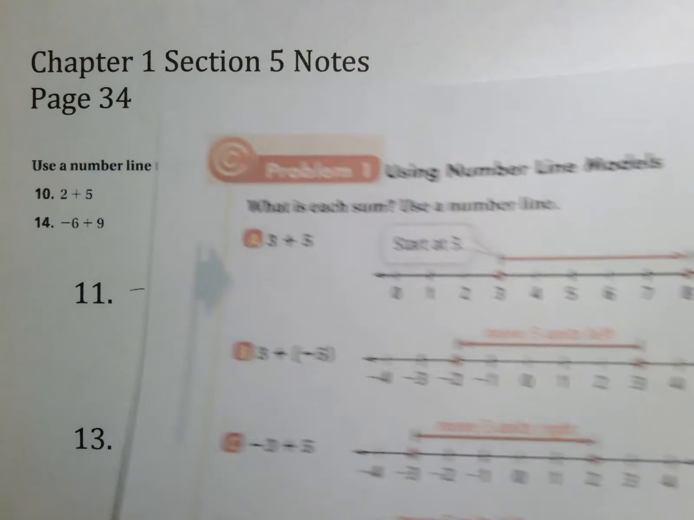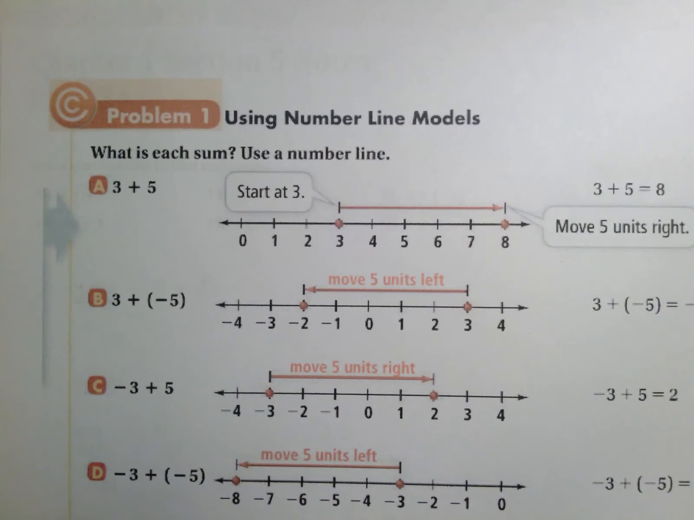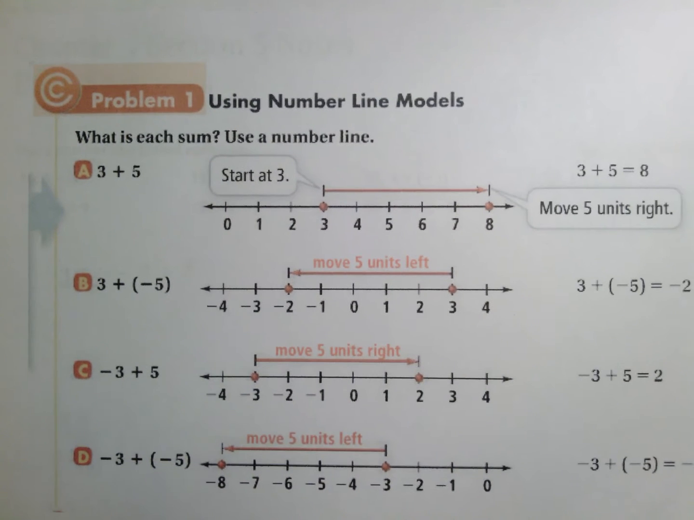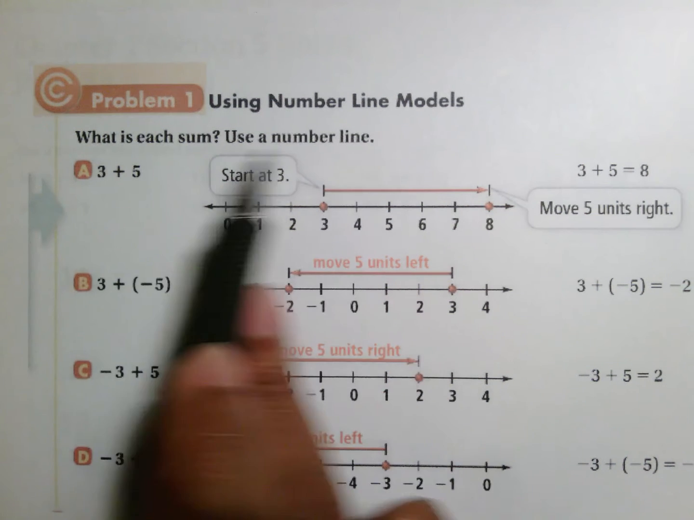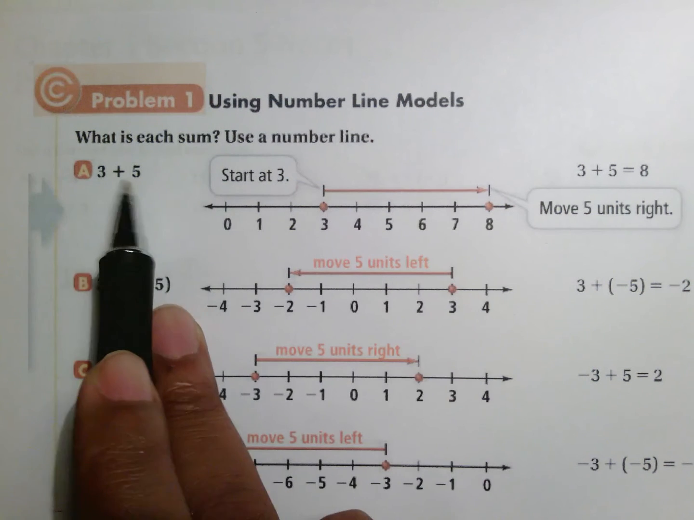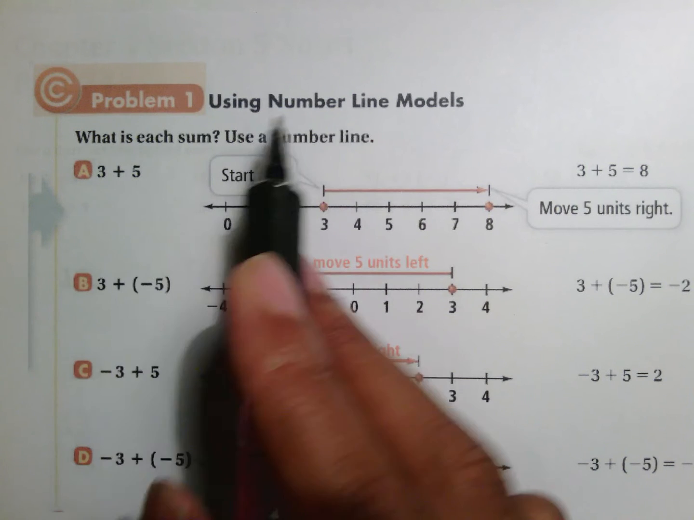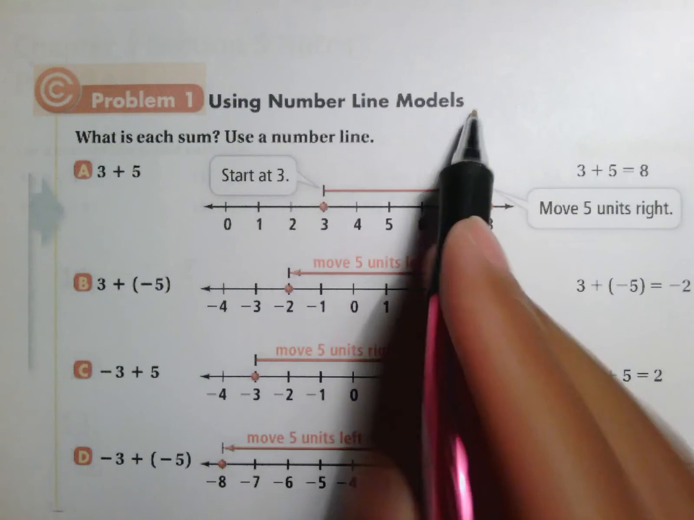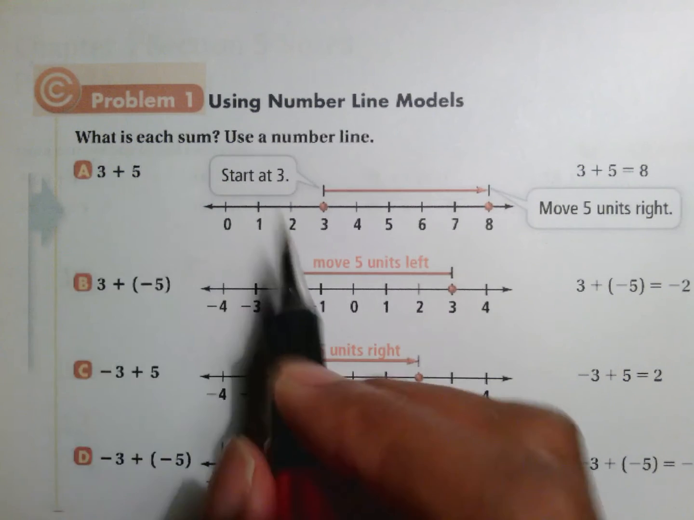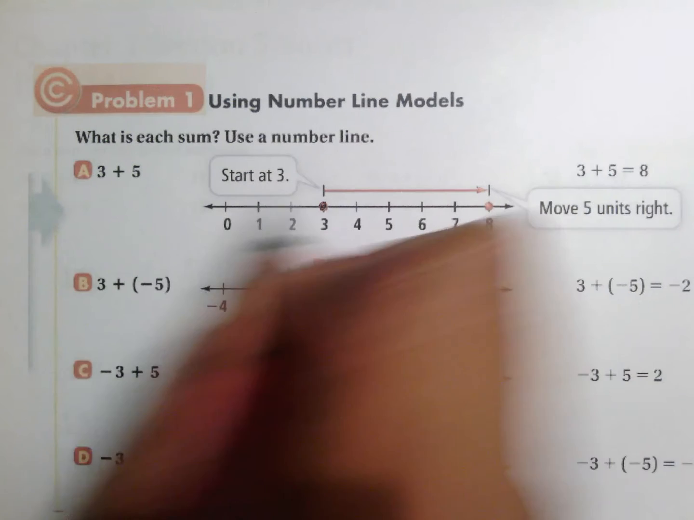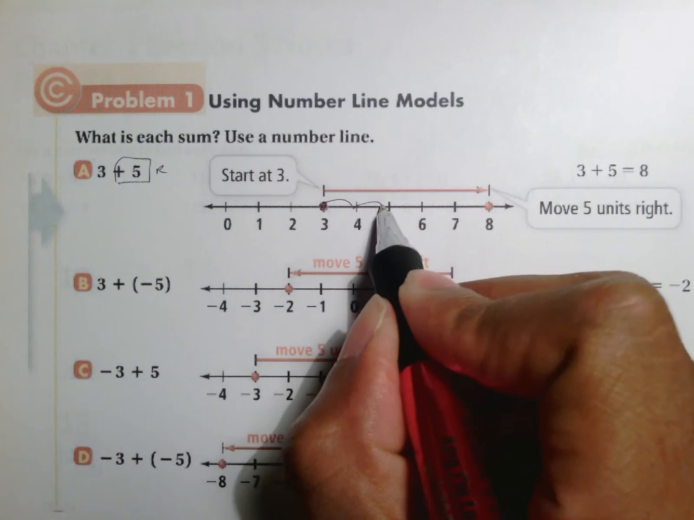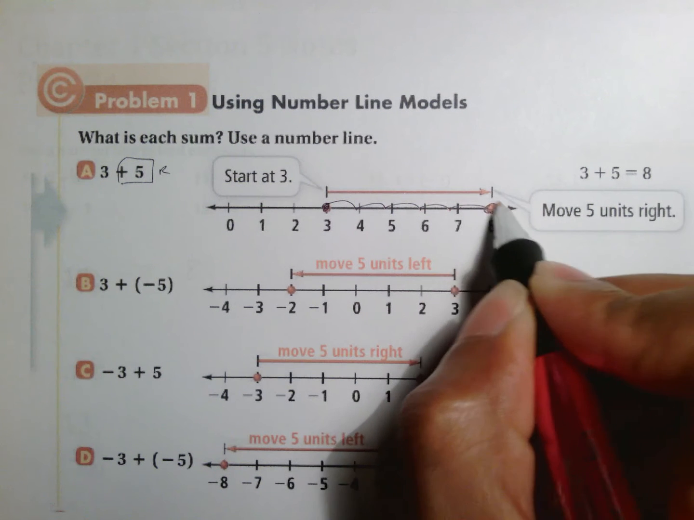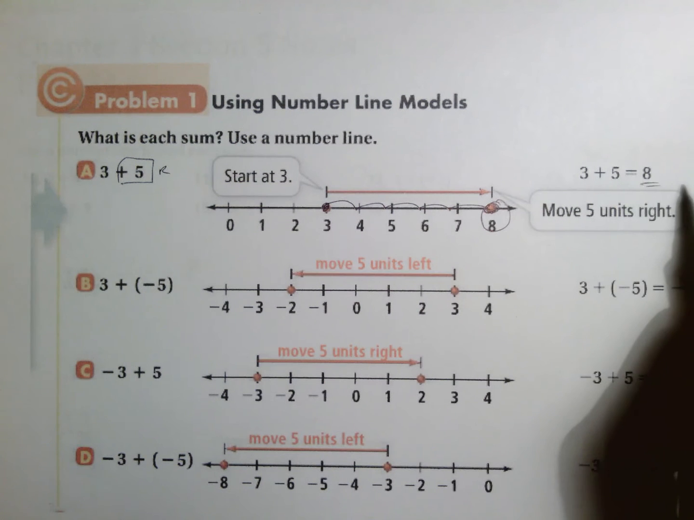So that's why we're going to use problem 1 to see what's going on here. It says 3 plus 5. What's the sum of each part? Use a number line. What they did here was make a model, just something to help us understand what the numbers do. 3 plus 5 looks to me like they started at 3, and then because it's plus 5, they went to the right. 1, 2, 3, 4, 5, and they ended at 8.